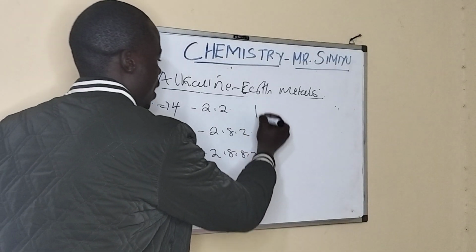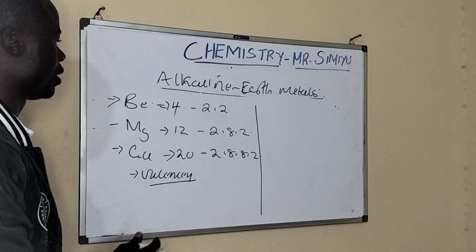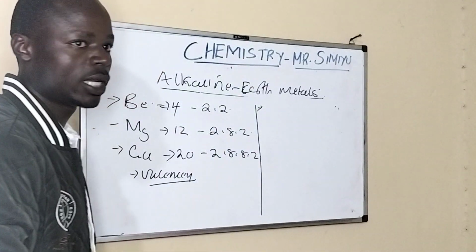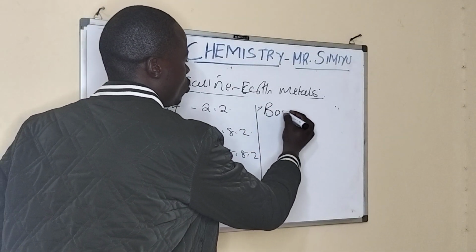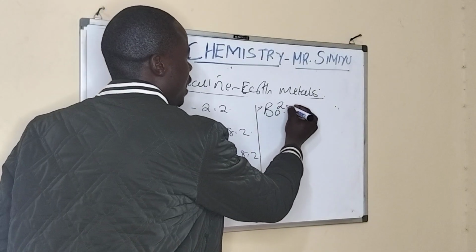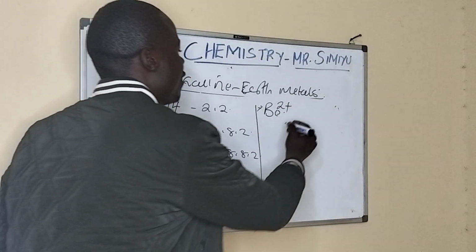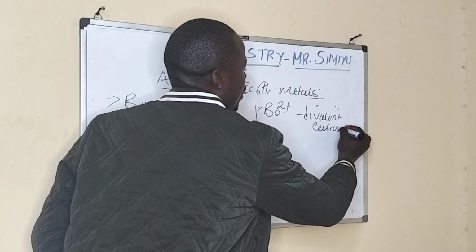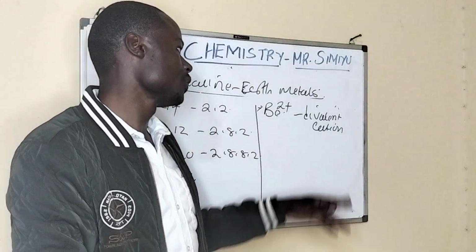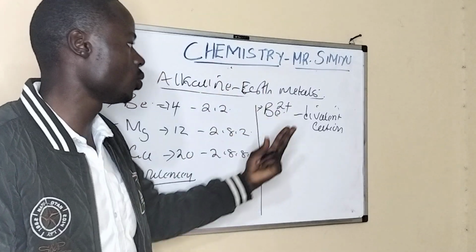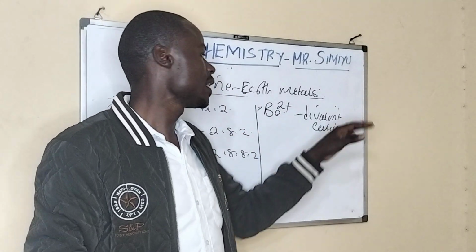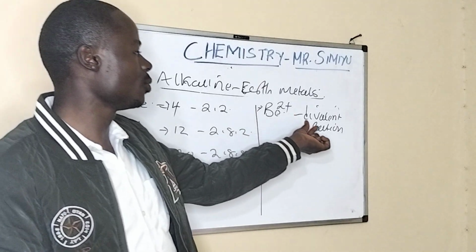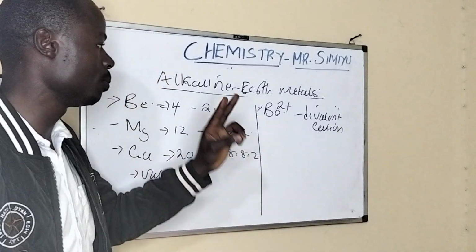So let's look at how these elements form an ion. They form an ion by losing 2 electrons. For example, beryllium will lose 2 electrons. When it loses 2 electrons, it obtains a positive charge which is divalent. They form a divalent cation. We have said that a cation is a positively charged ion. So when it loses 2 electrons, it forms divalent cations. So you might be asked to give an element that forms a divalent cation. You just choose from group 2, which is the alkaline earth metals.